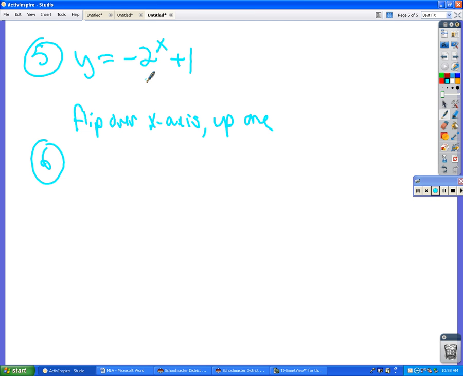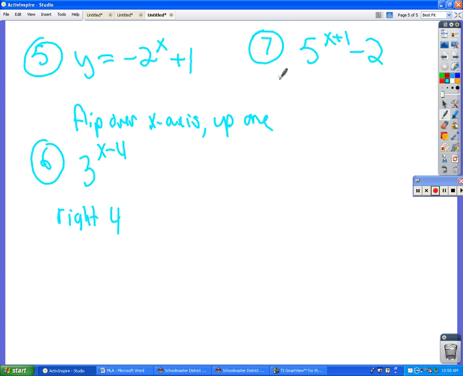Okay, so the next one, 3 to the x minus 4. The minus 4 is in the exponent, so instead of moving it down 4, it moves the opposite direction, which is just to the right 4. And then number 7, 5 to the x plus 1 minus 2. This goes to the left 1 because of this, and down 2 because of that.